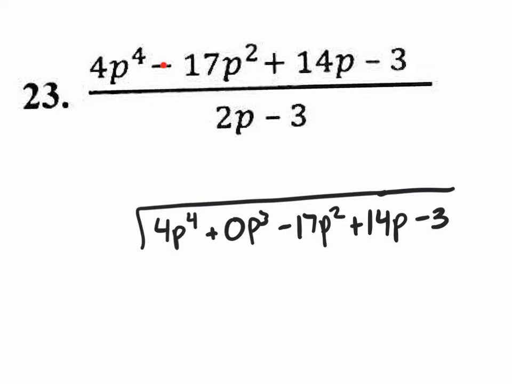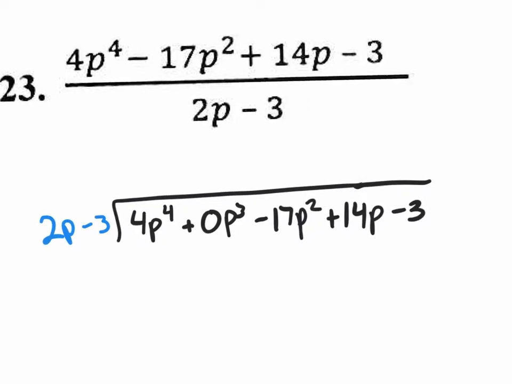So the idea is this, guys. You have to have every single power represented. P to the fourth, there's no p to the third, so that's going to be with the 0. That means that there's no p to the third. There's a p to the second, there's a p, there's a constant. Constant's the very number at the very end with no variable. Okay, so you're always going to set that up, and the denominator, the 2p minus 3, is going to go out here. Okay, and we did explain this on the previous video, so watch that other video if you need it.